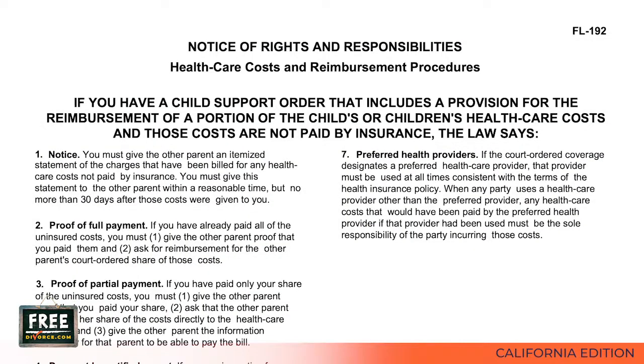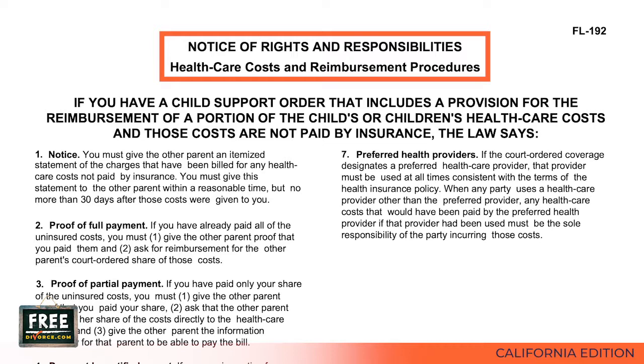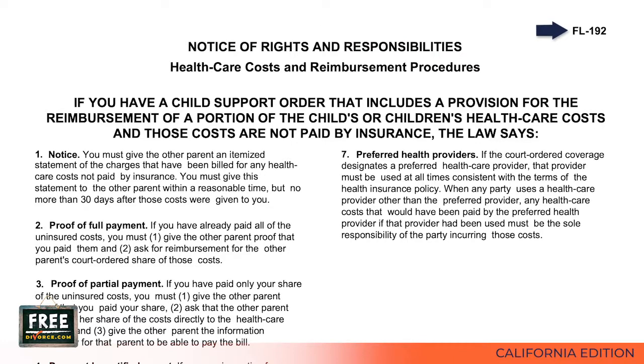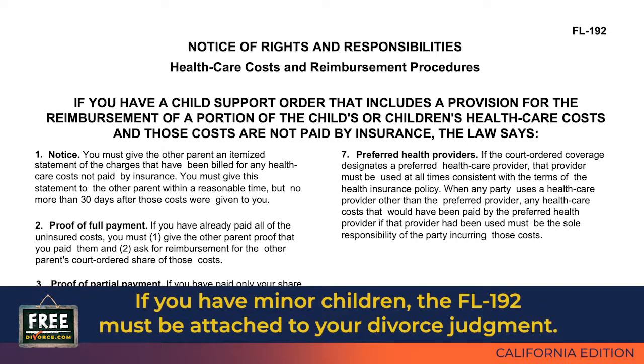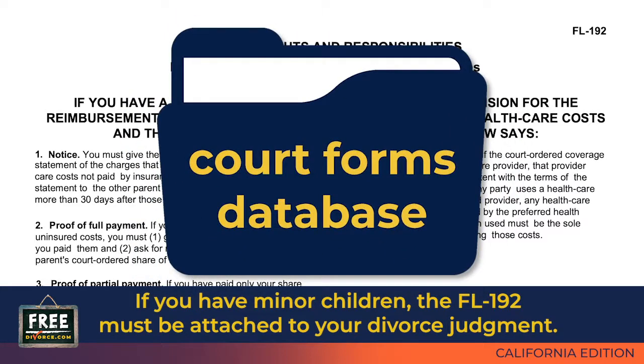There is a Judicial Council form known as Notice of Rights and Responsibilities - Healthcare Costs and Reimbursement Procedures, or FL-192. There's nothing to fill out on the form. You'll simply print it and attach it to your judgment of dissolution. If you have minor children, the FL-192 must be attached to your divorce judgment. If you don't have minor children, you don't need the FL-192. The FL-192 can be found in our court forms database.